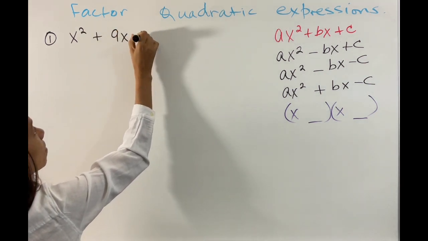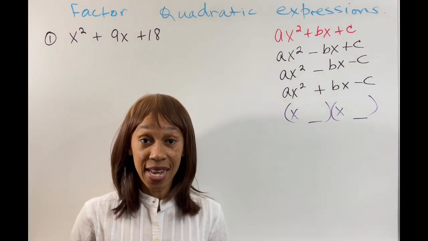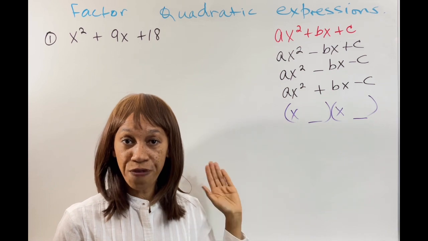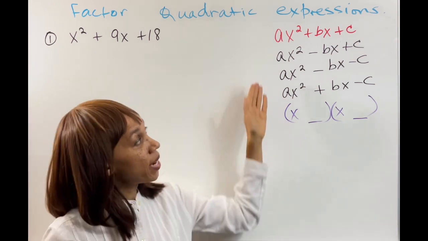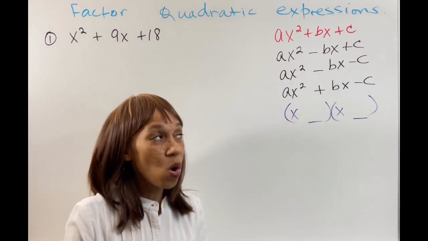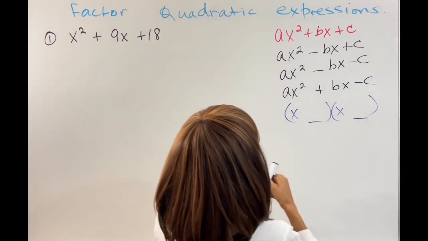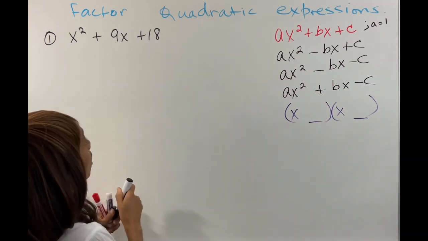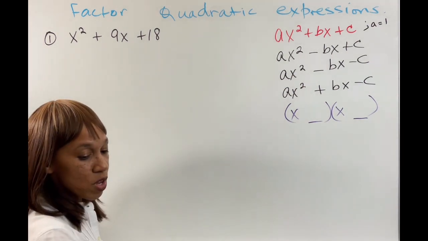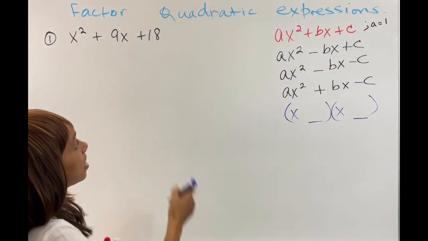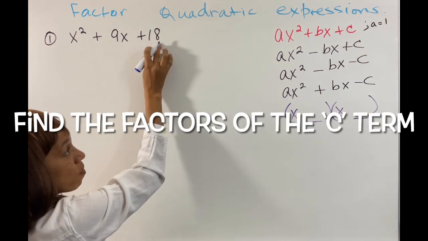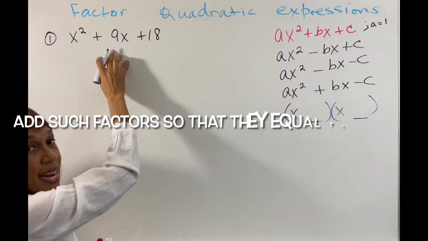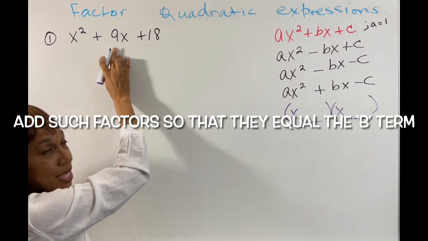9x plus 18. I must say to you first that in this case, I am only going to factor the quadratic expression when a is equal to 1. Only for a equal to 1 in this case. So the steps are, you are going to take the last term, which is c, find the factors of the last term such that when added is going to give you your middle term, which is 9.